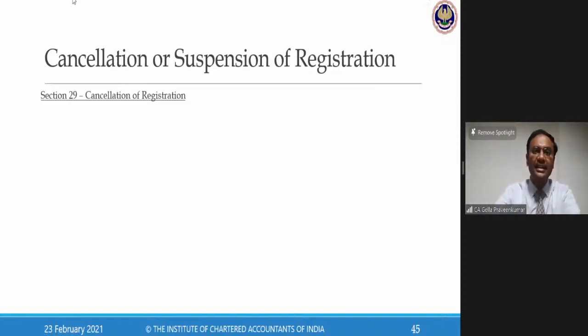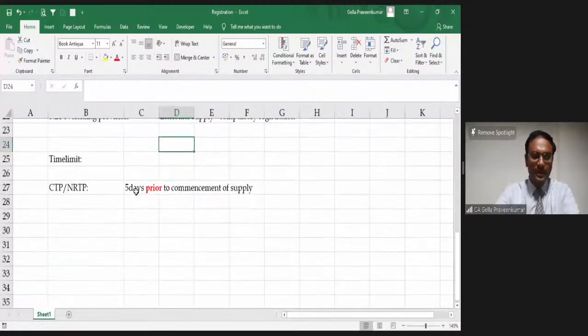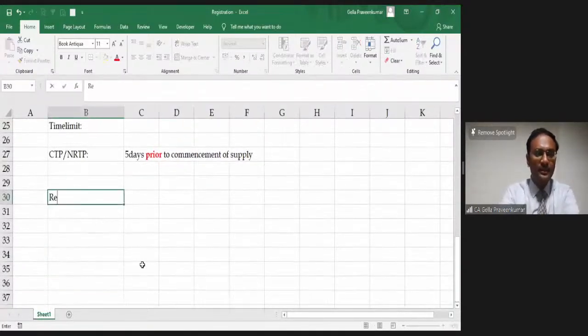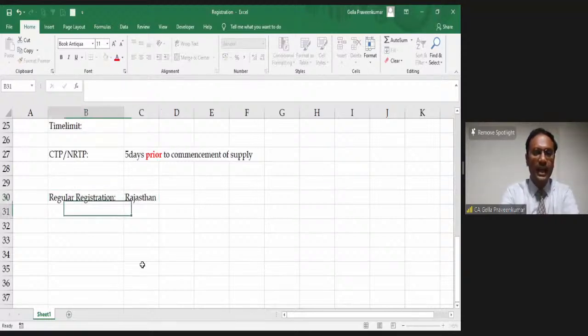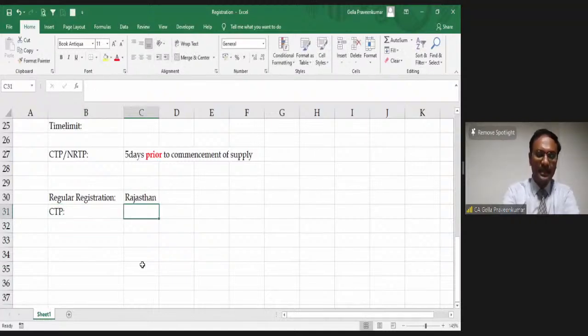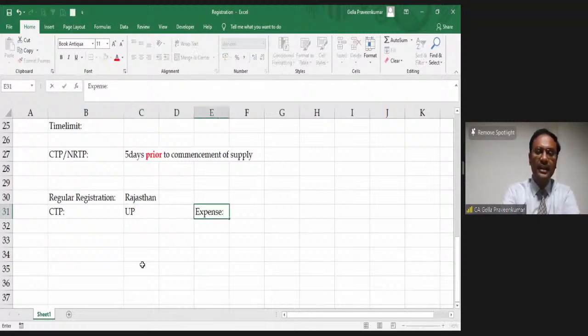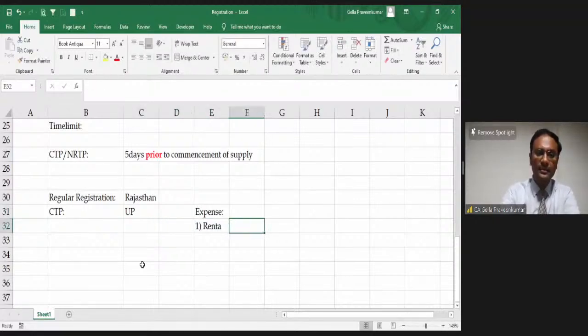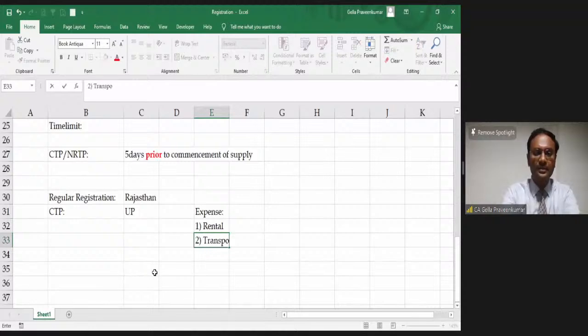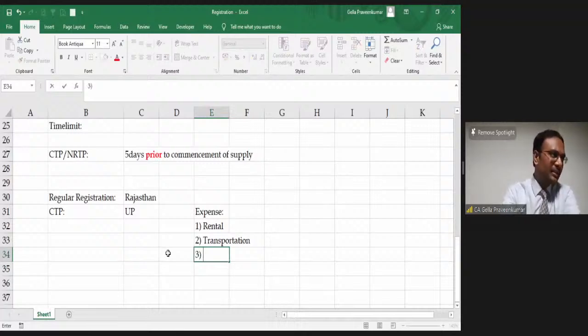I'll come back to my Excel to give you better clarity. Let me come back to my Excel file. Hope you are able to see my Excel file. Regular registration is in the state of Rajasthan. I have applied for a CTP in the state of Uttar Pradesh. Now, expenses where ITC can be claimed: 1, rental; 2, transportation; 3, with respect to local purchases.